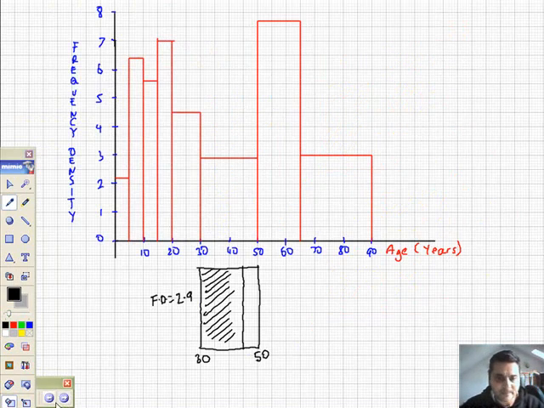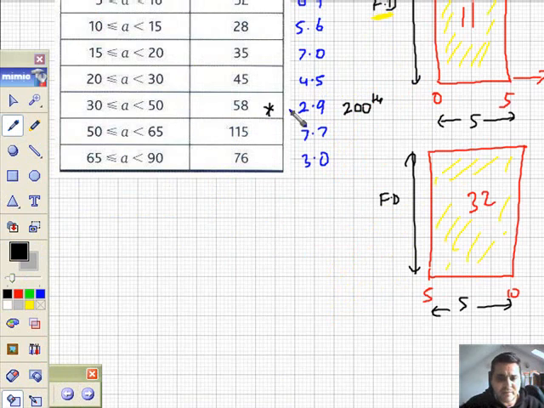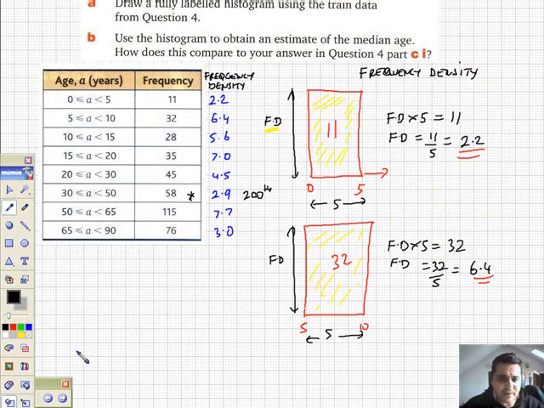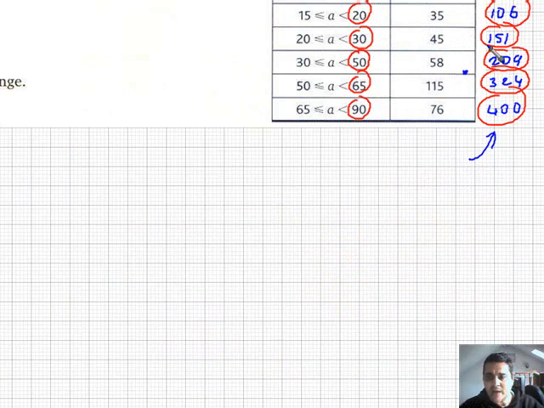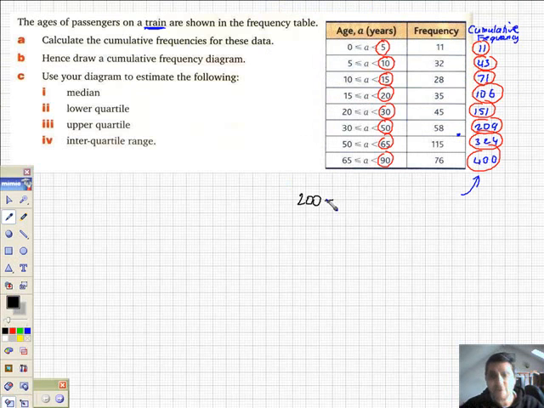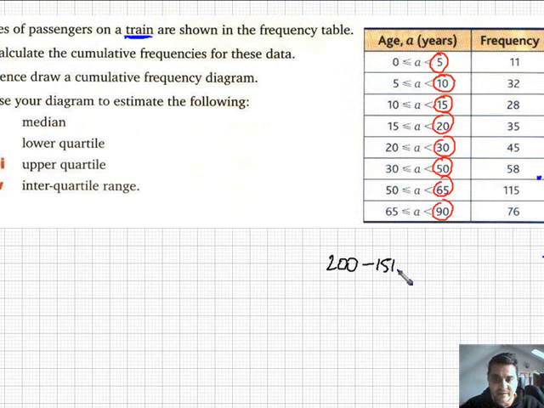Now, watch carefully. I know the 200th person is in here somewhere, but the cumulative frequency, if you go back to question 4, I'll just show you. The cumulative frequency takes us to 209. So therefore, I need to go into here and find the 200th person. Now, how many more people are there from 151 in this grouping to the 200th person in this grouping? Well, I've got 200 people that I'm looking for, the 200th person, rather. Take away these 151. I need to go into that grouping by an extra 49 people.